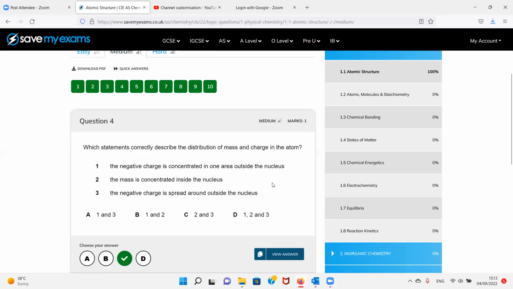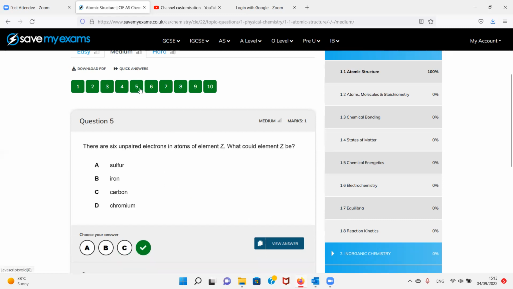Okay, the next question here, which statement correctly describes the distribution of mass and charge in the atom? First, the negative charge is concentrated in one area outside the nucleus. No. The mass is concentrated inside the nucleus. It's correct. And the mass and the negative charge is spread around the outside of the nucleus. That's correct. So the correct answer is 2 and 3, which is C.